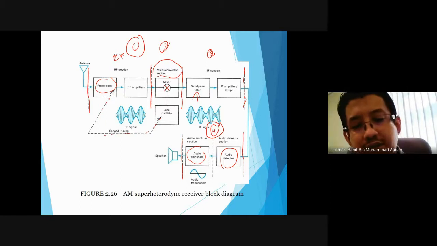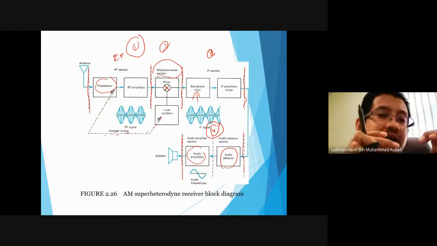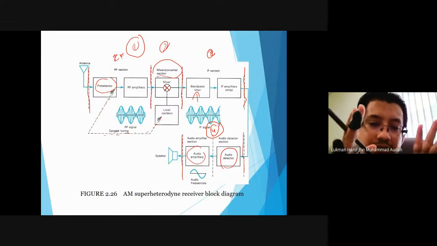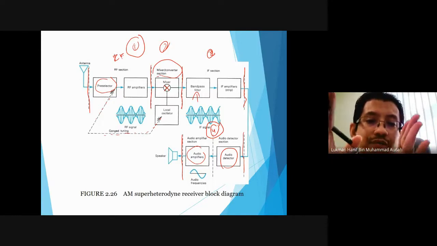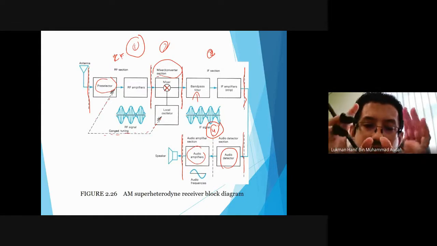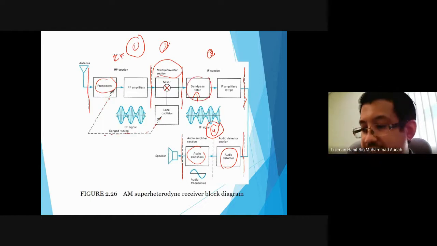Okay, so tadi saya ceritakan bahawa this pre-selector, it will select a frequency band, but this frequency band is quite bigger. Okay, and after we down convert to the intermediate frequency, we need to further reduce the bandwidth. Okay, to select only the desired channel. So that's why we use a band pass filter.